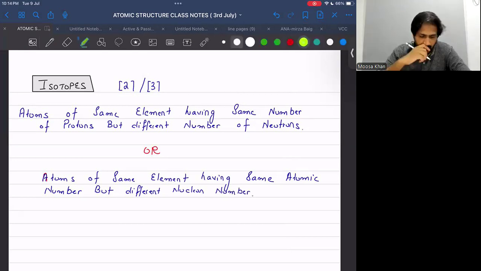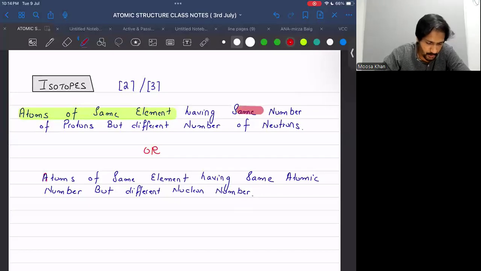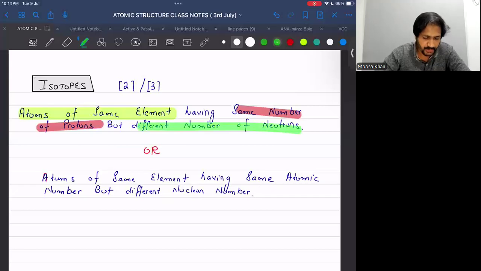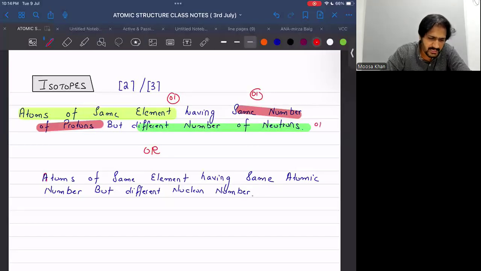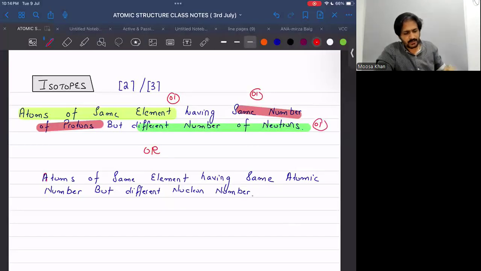Atoms of the same element having same number of protons. So if you have not written atoms of the same element, अगर आपने atoms नहीं लिखा ना बेटा, तो 1 mark तो वैसे ही चला जाता है. Having same number of protons but different number of neutrons. So these three keywords will give you 3 marks. Sometimes it just gives you 2 marks. He counts same number of protons but different number of neutrons as just 1 mark.